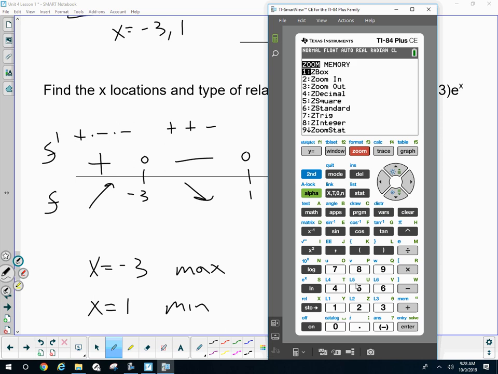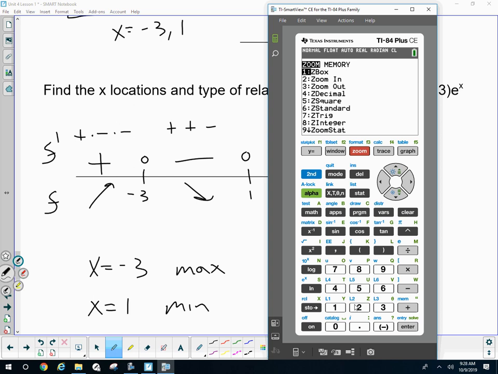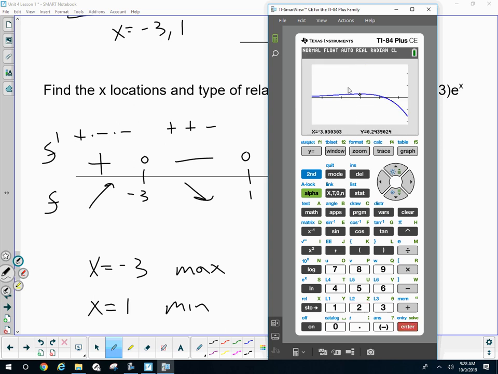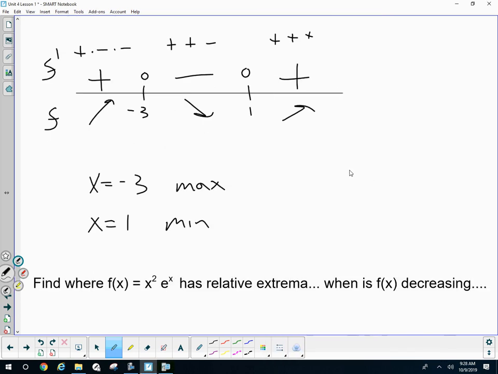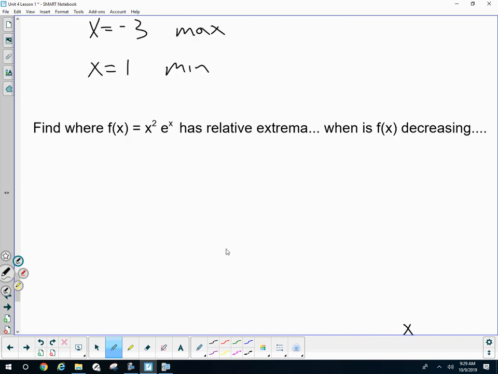If we zoom standard, I think it'll fit. Now, it doesn't look like it, but if I zoom in around negative 3, let's trace over to negative 3, and zoom in there. We could see we increase to get a max, and then we start going down after negative 3. So that's really great. Back to zoom standard, we see I have a min at x equals 1. So we did that analysis, even though I have no idea what this function looks like. Well, we just kind of have a general idea of what it looks like.